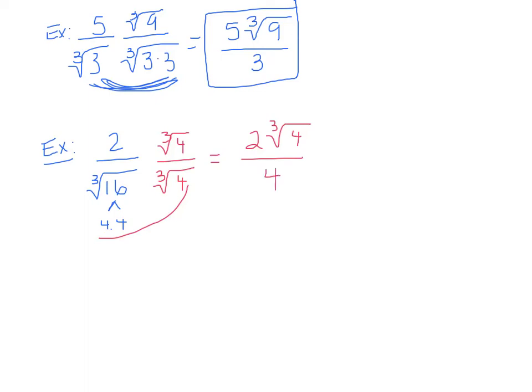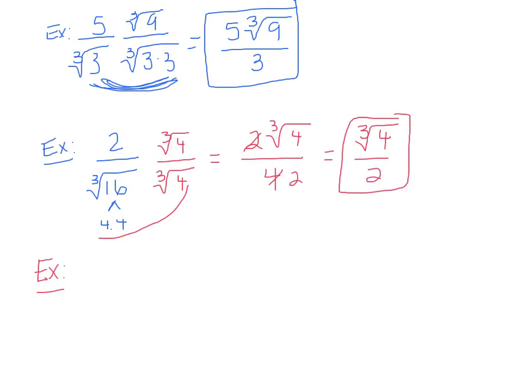And now let's go ahead and simplify that. 2 goes into 4 2 times, so you have the cube root of 4 divided by 2, and that's as far as you can go. Alright, this really is the last one, so let's do this one.